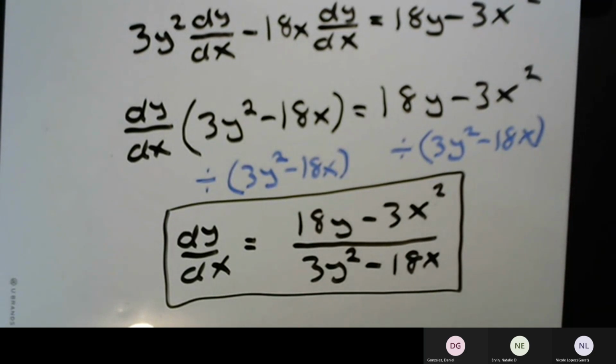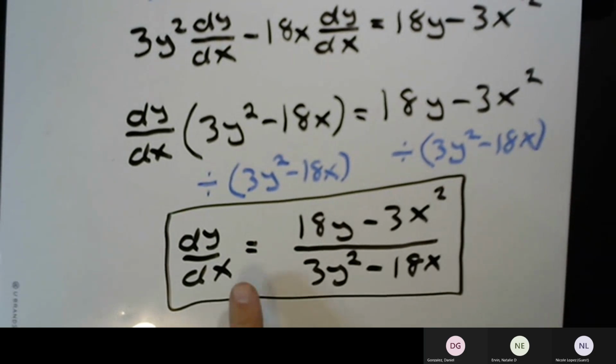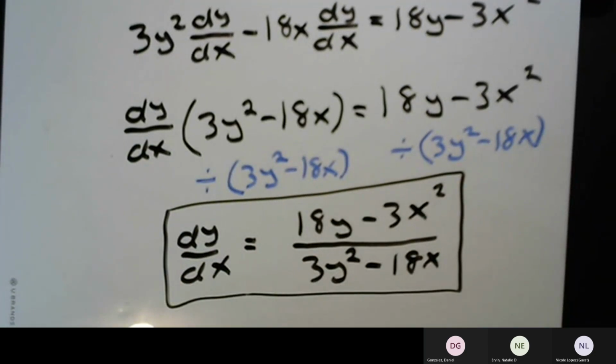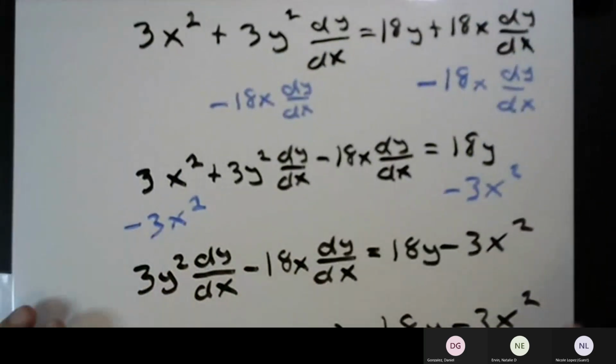Now, what good does this do us? Well, what we can do with this, we can ask a question. What would be the slope of this function at, say, a certain point? Or we can ask that kind of a question. So let me do another example here.